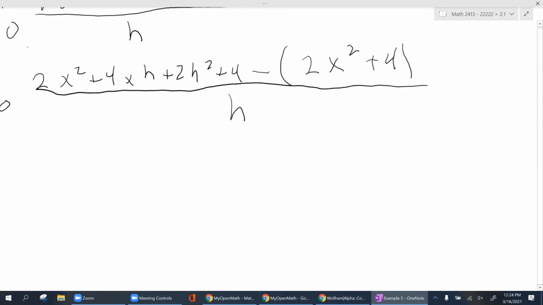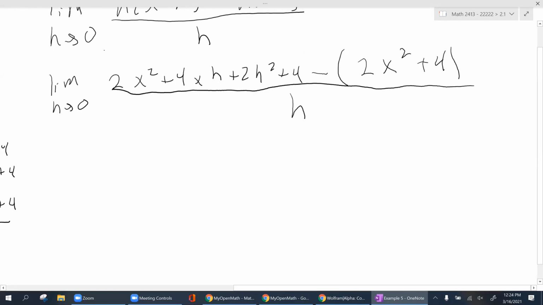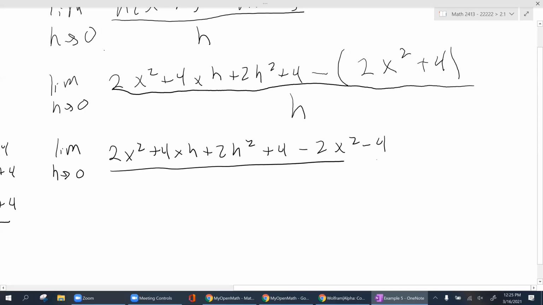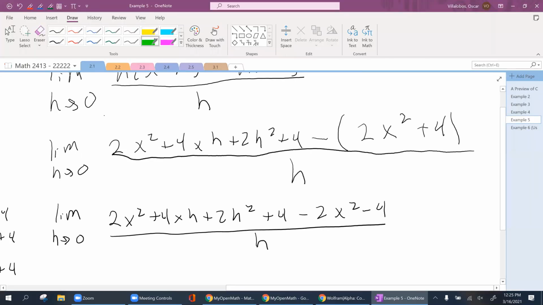What we're going to do now is simplify the numerator. If you've already simplified the left side, which we already did, all you have to focus on now is distributing that negative value and then simplifying, and things should cancel out. If things don't cancel out, check your work. So this is the limit as h approaches 0 of 2x squared plus 4xh plus 2h squared plus 4 minus 2x squared minus 4, all over h. What can cancel out? Let's see, what can cancel out?